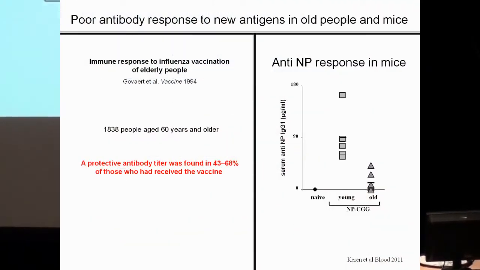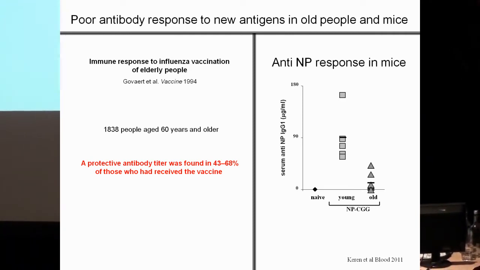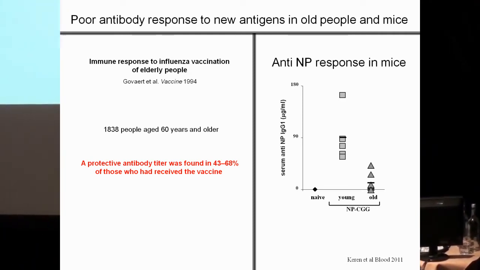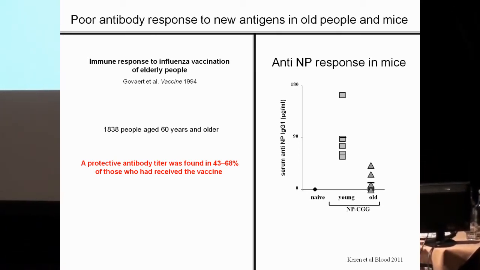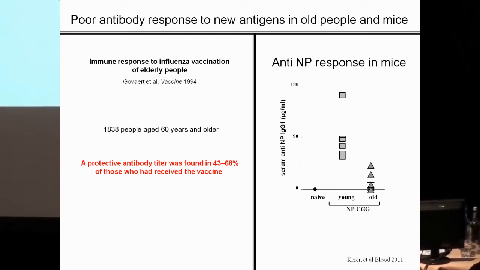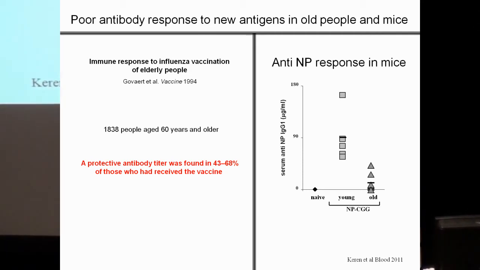Now, if you want to combat this increased susceptibility, this can be achieved in the young, of course, by vaccination. But as you see here, and we've heard earlier, the elderly population is poorly responsive to vaccination. In this study, over 1,800 people aged 60 years or older were vaccinated against influenza, and you see that only about 50 to 60% of the people develop protective antibody.